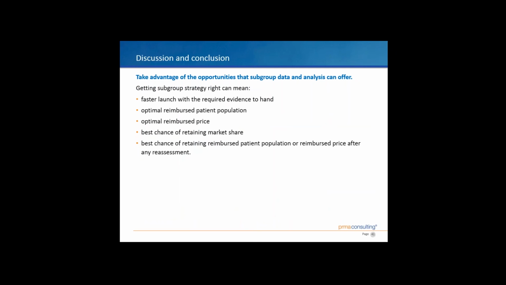And then finally, the same points from last week: it's important not to hide from this. It's important not to hope it doesn't come up. It's important to recognize that these can be addressed opportunistically, and that understanding the subgroups and getting a subgroup strategy right early means faster launch with strong evidence, optimal reimbursed patient population across subgroups, optimal price, and best chance of retaining market share overall and in the face of reassessment.